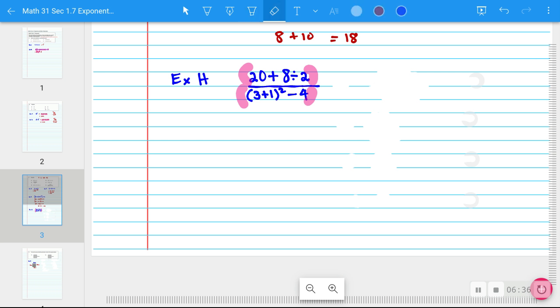Okay, so across the top, we're going to divide 8 by 2. And the parentheses is priority down below. So this 3 plus 1 is where you start. Okay, once you've done those, then you finish the top, 20 plus 4. And the bottom, you do exponents before subtraction, so let's do that. And finally, the division comes into play. 24 divided by 12 is 2.